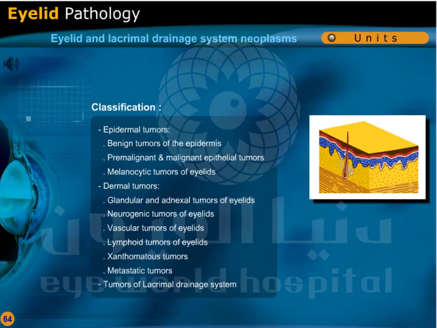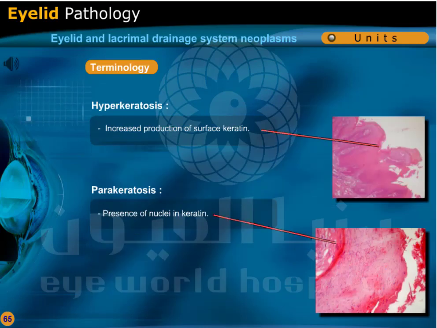Eyelid and lacrimal drainage system neoplasms. Classification: benign tumors of the epidermis, premalignant and malignant epithelial tumors, glandular and adnexal tumors of eyelids, melanocytic tumors of eyelids, neurogenic tumors of eyelids, vascular tumors, lymphoid tumors, xanthomatous tumors, metastatic tumors of eyelids, and tumors of lacrimal drainage system. Now we'll talk about some terminology.